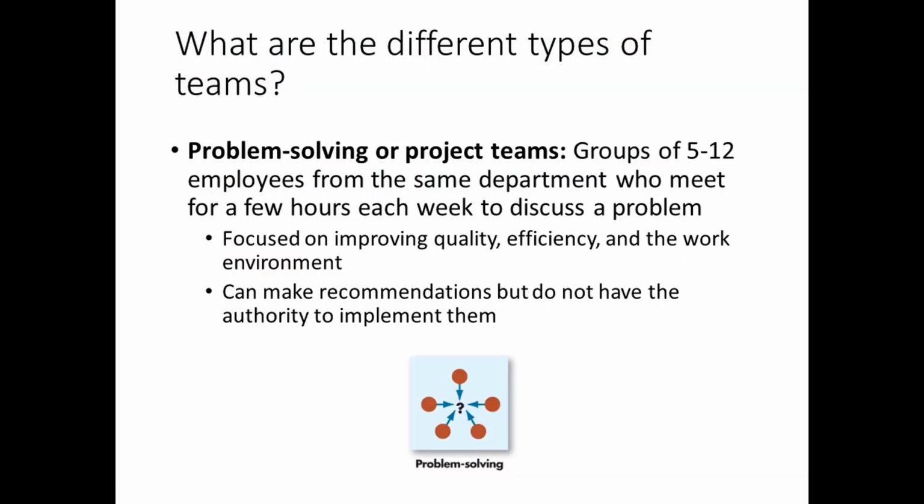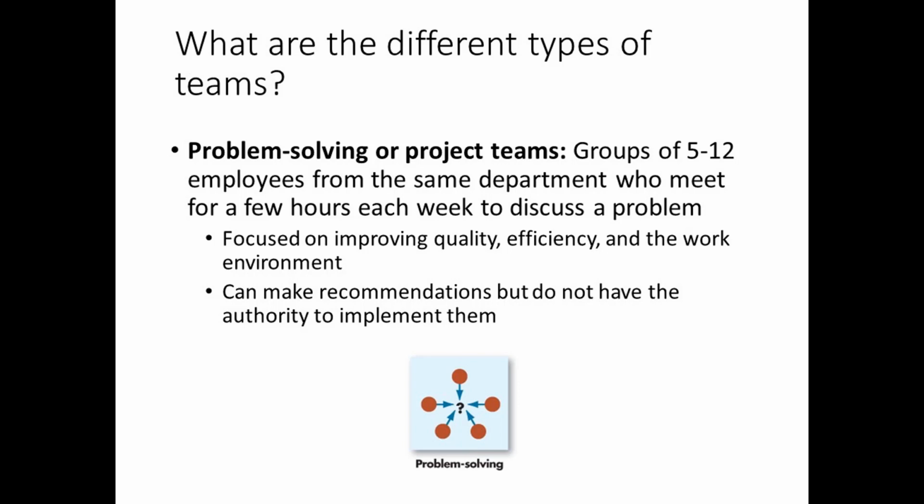Problem-solving teams are another type. These teams are usually composed of 5 to 12 employees from the same department who meet for a few hours each week to discuss ways of improving quality, efficiency, and the work environment. Quality circles are a type of problem-solving team that are popular in Asia.